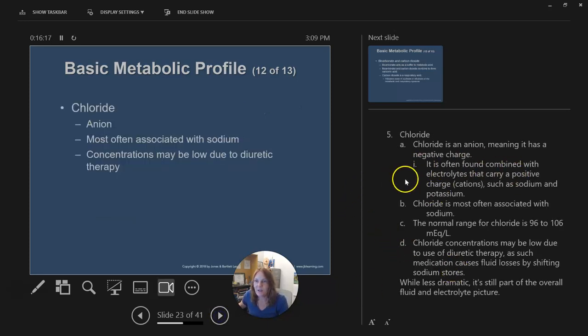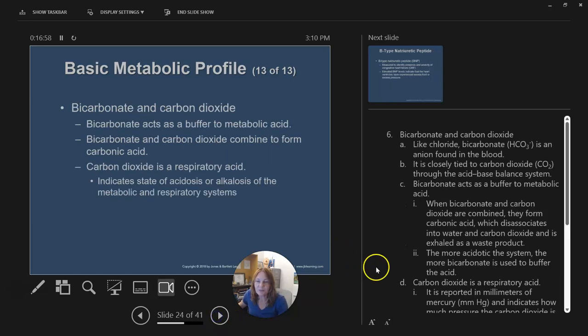On to chloride. Chloride is an anion, meaning it has a negative charge. It's often found combined with electrolytes that carry a positive charge, our cations, such as sodium and potassium being the two famous ones. Chloride is most often associated with sodium. The normal range for chloride is 96 to 106 milliequivalents per liter. Our chloride concentrations may be low due to the use of diuretic therapy, medication that can cause fluid shifts by shifting our sodium stores. It's not as dramatic, but it is still part of the overall fluid and electrolyte picture.